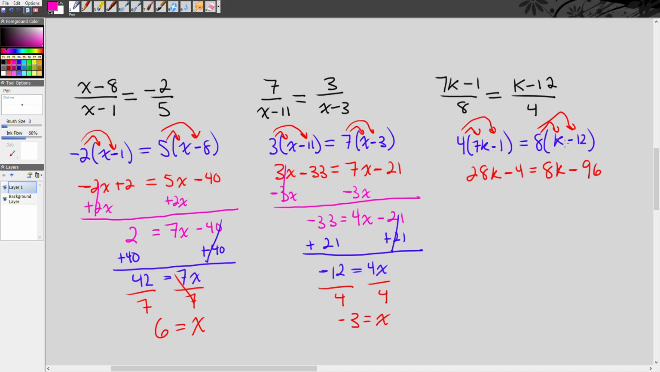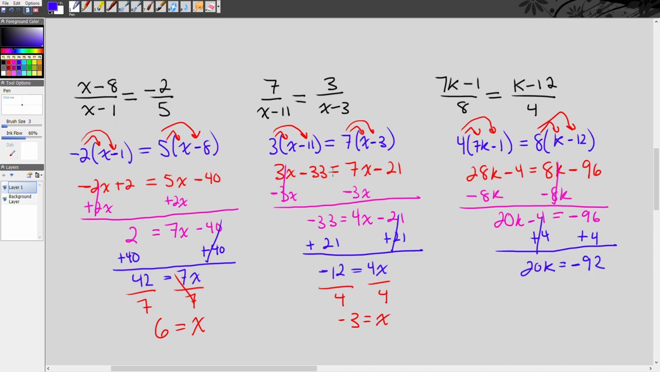Again, we have variables on both sides, so I'm going to eliminate 8k. I'm going to subtract 8k from both sides, and I get 20k minus 4 equals negative 96. Next, I have to eliminate this negative 4, so I'm going to add 4 to both sides. And I get 20k equals negative 92. And finally, divide both sides by 20. And I get k equals negative, so 20 goes into 92 4 times, that's 80, with a remainder of 12. If I simplify the fraction 12 over 20, I can divide by 4, and I get 3/5. So negative 4 3/5, or negative 4.6.